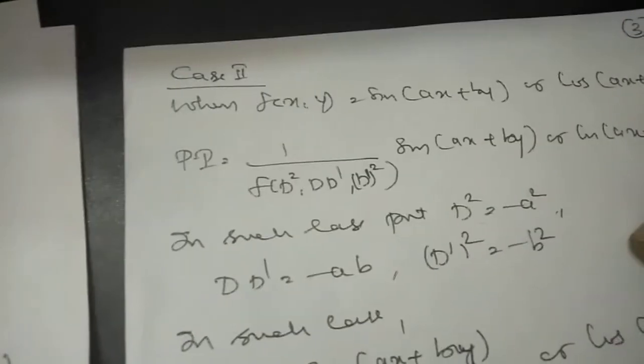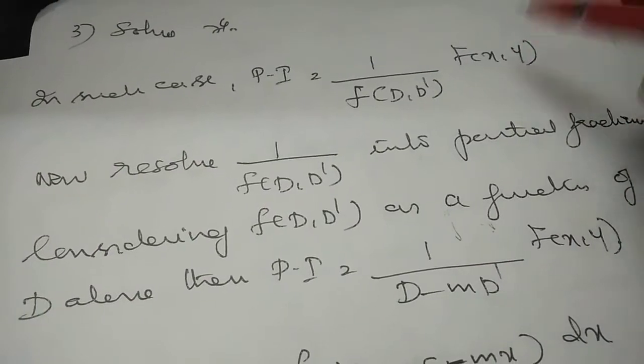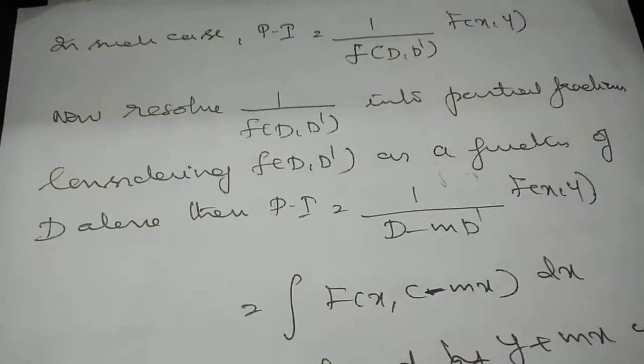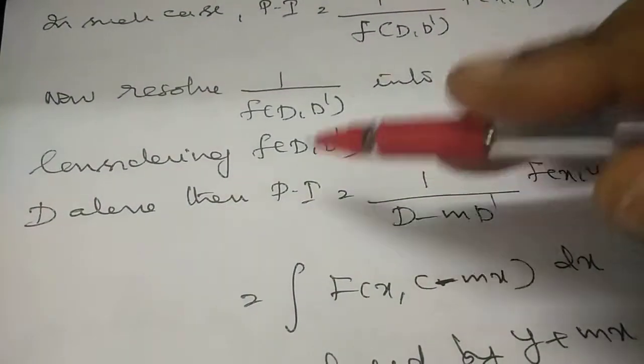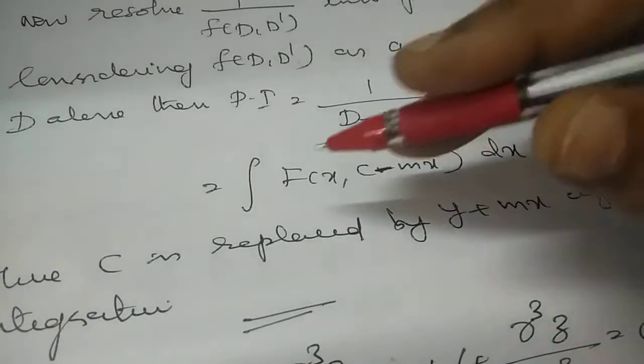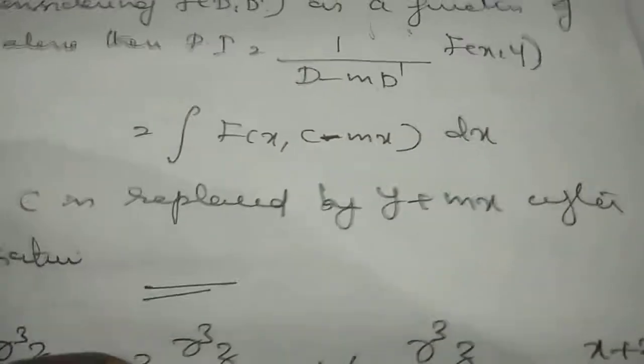Case 1: f(x,y) is equal to a raised to (x plus by). Case 2: f(x,y) is equal to sine or cos. Case 3: x raised to m, y raised to n. And case 4, which we are discussing in this video, is some kind of function f(x,y). In that case, 1 by f(D, D') is resolved into partial fractions, and then take each factor as D alone and write the particular integral as 1 by (D minus mD') f(x,y), integrating and replacing c by f(x, c minus mx) dx and replacing c by y plus mx. We discuss this in detail using a problem.